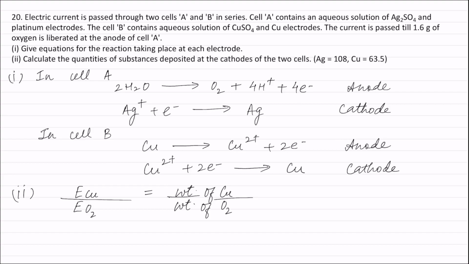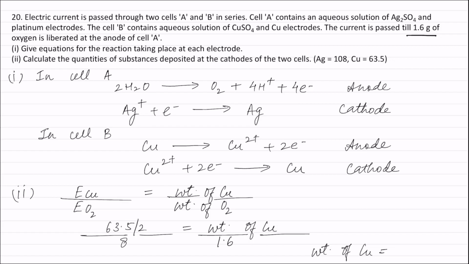Now equivalent weight of copper is 63.5 by 2, where 63.5 is the atomic weight of copper and 2 is the valency factor, and equivalent weight of oxygen is 8, and this is equal to weight of copper divided by weight of oxygen. Now weight of oxygen liberated is given as 1.6 gram. Solving this equation, weight of copper is equal to 6.35 gram.